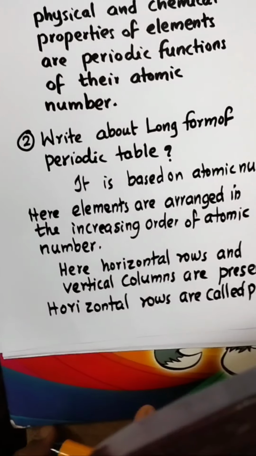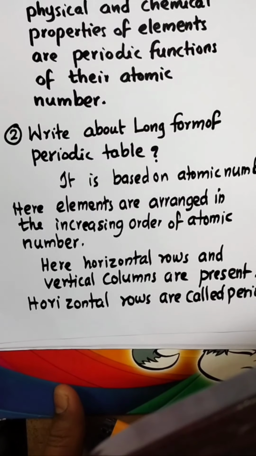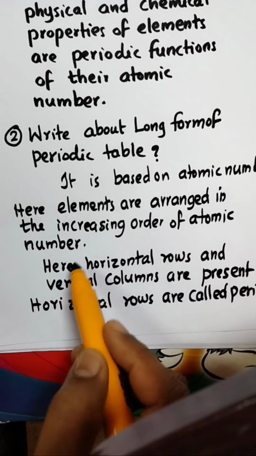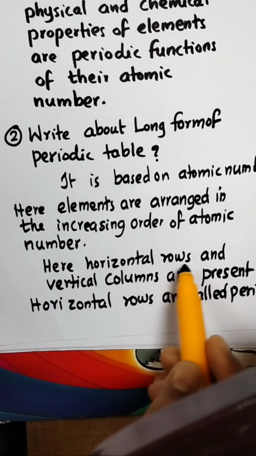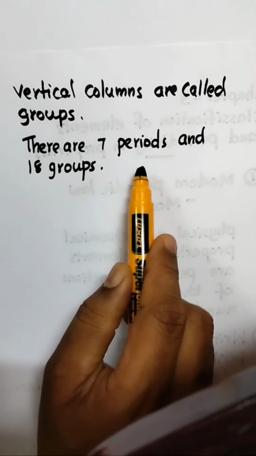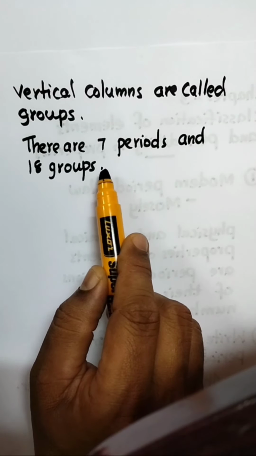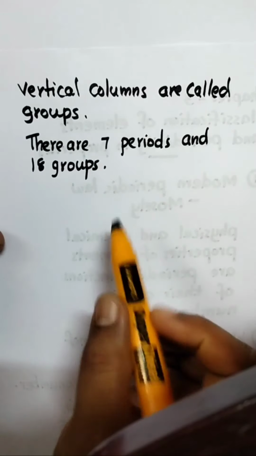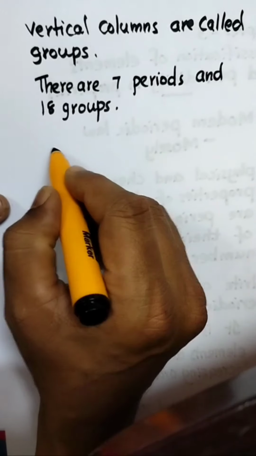Modern periodic table. It is based on atomic number. Here, elements are arranged in the increasing order of atomic number. Horizontal rows are called periods and vertical columns are called groups. There are 7 periods and 18 groups in modern periodic table.